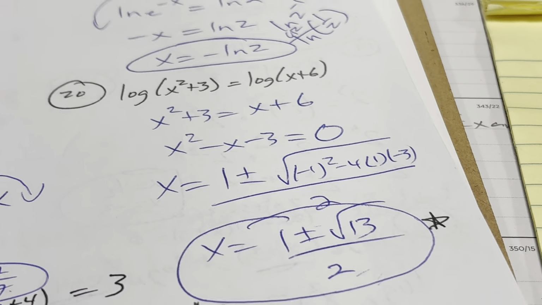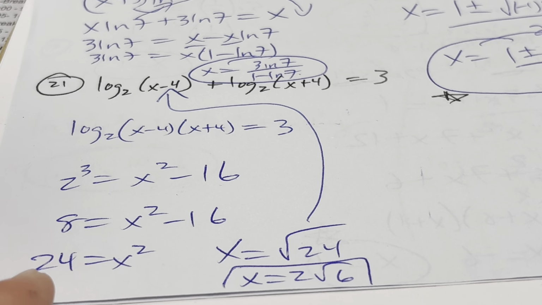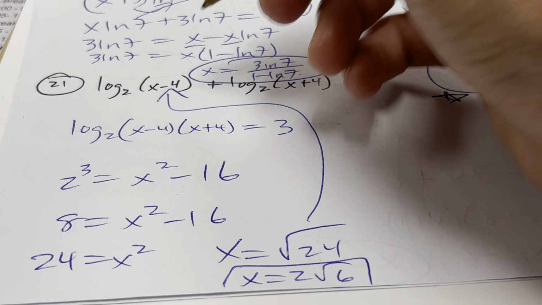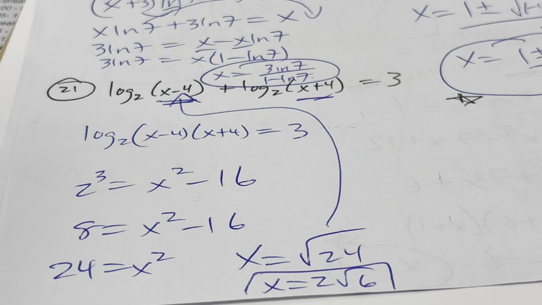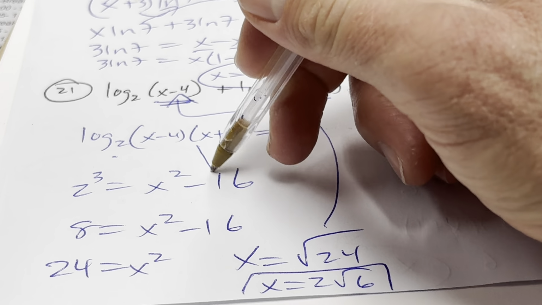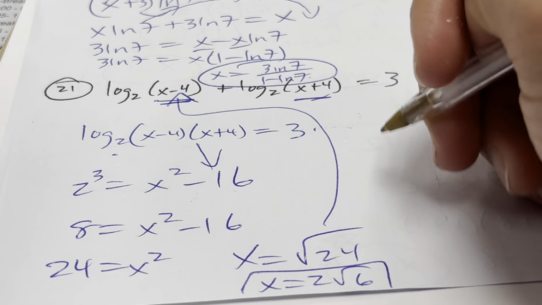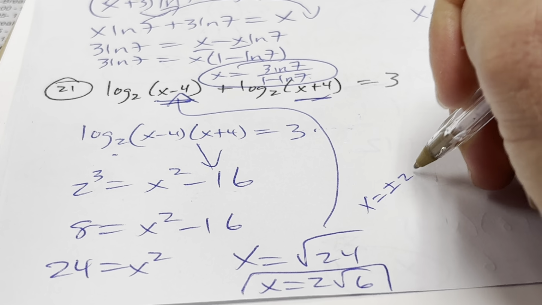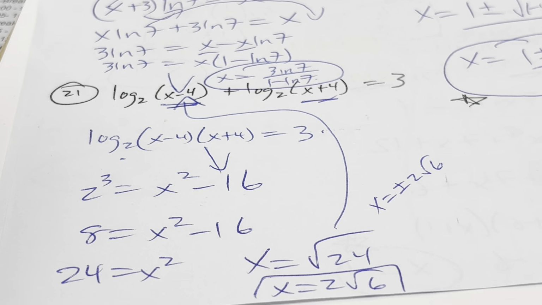All right. And here, folks, number 21. Number 21. In the log world, addition means multiplication. So I'm going to take x minus 4, multiply it by x plus 4. And that's going to give me x squared minus 16. So 2 to the third power is equal to x squared minus 16. 8 is equal to x squared minus 16. 24 is equal to x squared. Now, yes, last year you would have said plus or minus square root of 24, plus or minus 2 root 6, but you can't have a negative in there.